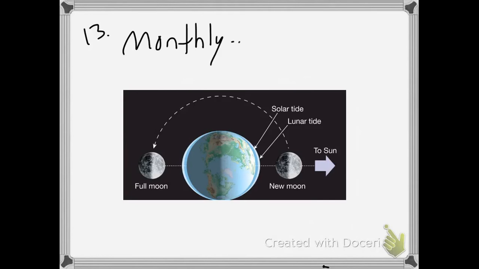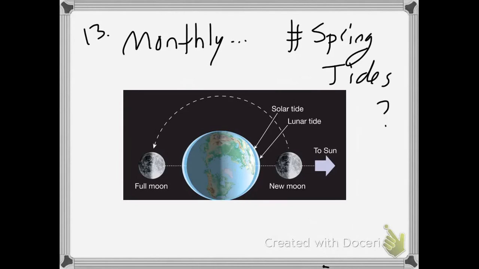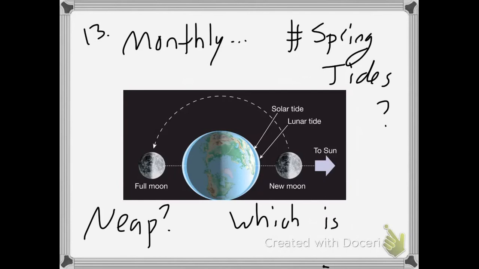Now you consider on a monthly scale, how many spring tides do we have every month? And how many neap tides do we have every month? Okay, the answer to both is 2. The big question is, in this picture, which one is shown to you? Is this a spring tide or a neap tide? And this is a spring tide because the moon and the sun and the earth are all lined up.